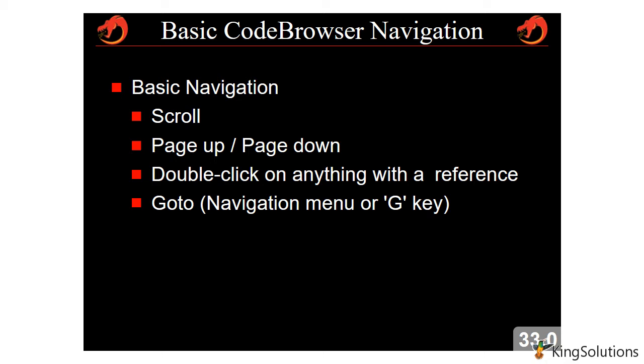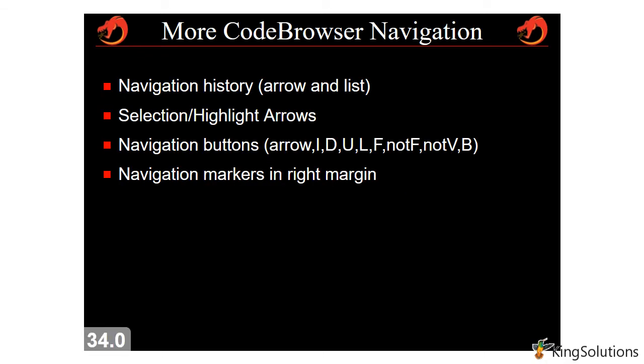Basic Code Browser Navigation. Basic Code Browser Navigation consists of scrolling, paging up and down, double-clicking on anything with a reference, and using GoTo from the navigation menu or G hotkey. More Code Browser Navigation. Using the navigation history arrows and pull-down list, users can navigate addresses. You can select addresses visited before, or select from the pull-down list. Selection and highlight arrows. If there is a green selection or yellow highlight, these arrows will allow navigation to different ranges of the selection or highlight.